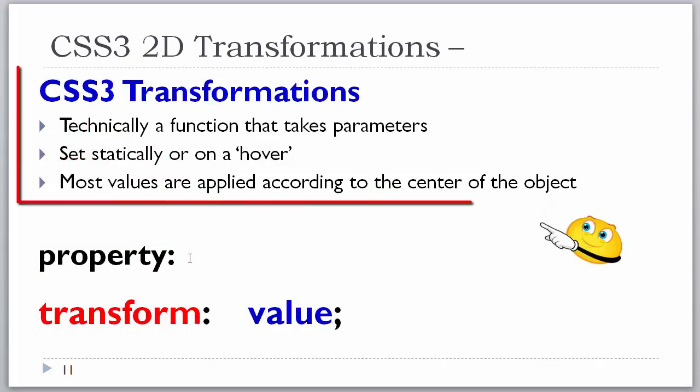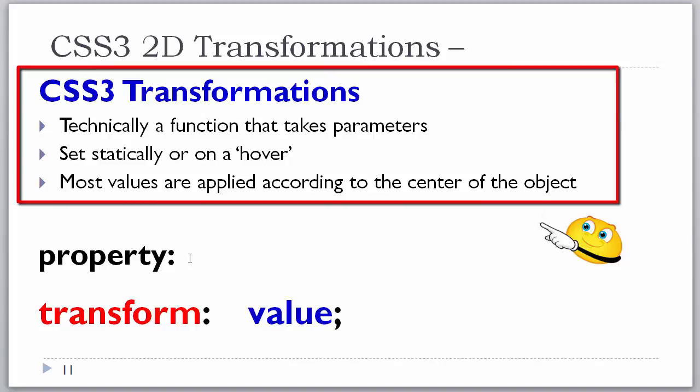Alright, transformations, commonly called transforms also. Technically they are a function that takes one or more parameters. And you can set them statically. In other words, they can be set when the page loads, and they can also be called on a hover. And here again, if they're called on a hover, it's a flat instant transition from one to another. However, these properties can also be used to be transitioned so that you have that gradual change over a period of time.